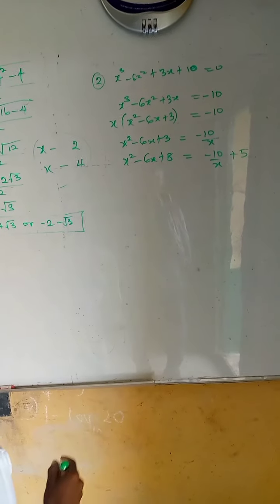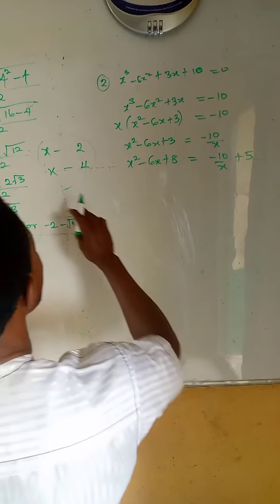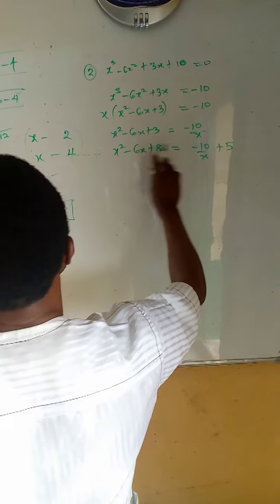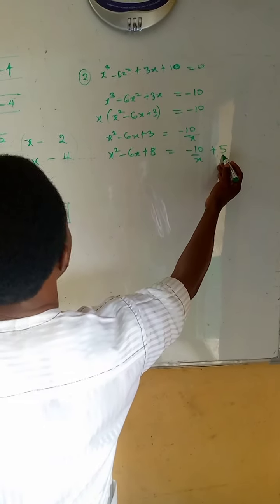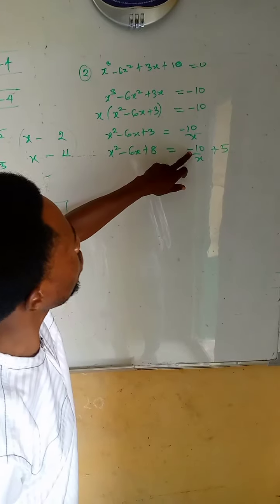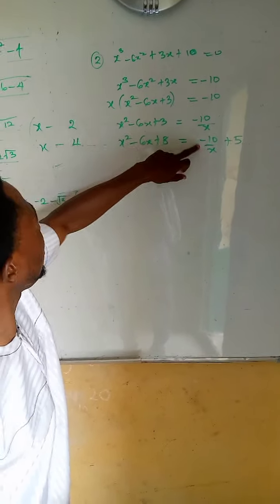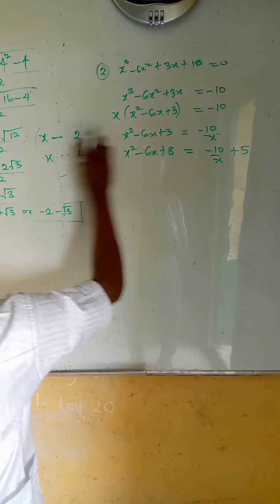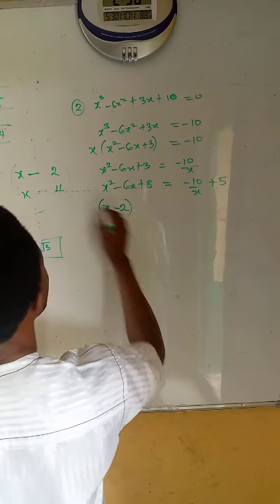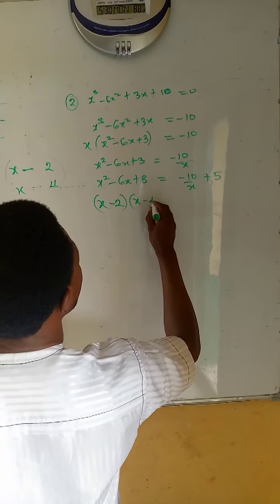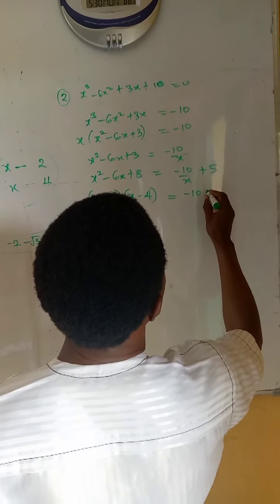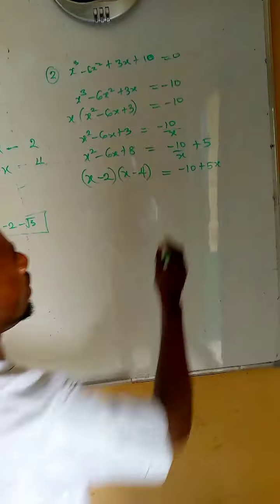Now if we factorize, you can see that 2 can go in this place. That will give us 2 and 1, so x will be 2 here, 2 here. That will give us 5. 5 is a factor of this, so that we get this one here. So let's look at it. The two factors of this are x minus 2 into x minus 4 equals, now we have minus 10 plus 5x all over x.